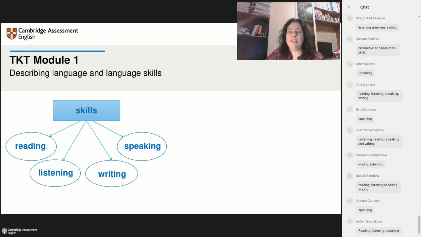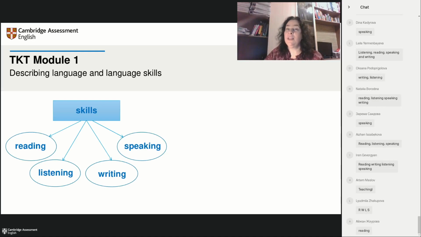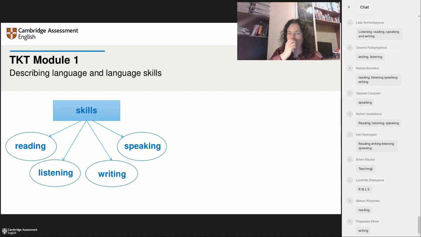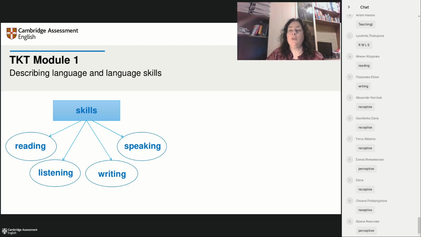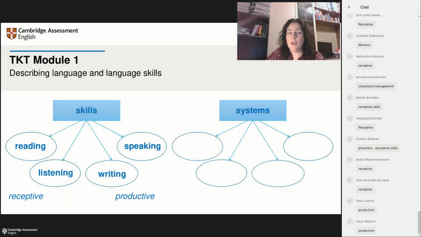Right, now reading and listening obviously have something in common. What do we call them? Yes, they are both receptive skills. Absolutely right. Okay. And speaking and writing, of course, will be productive skills. I don't know if you find developing productive skills more challenging or not. It might differ actually. But I think both of them are very important, right? And all of them contribute to an overall competence.